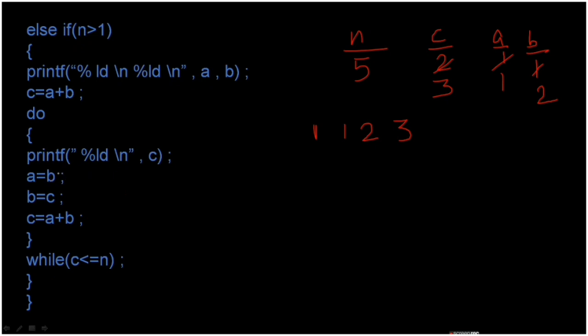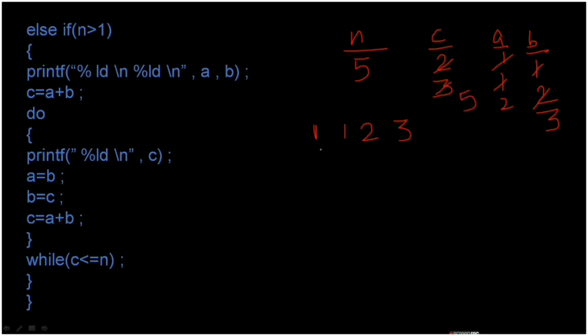Now again the B value is to be stored in A. So B is 2, so it is stored in A. Now C value is stored in B. So C is 3, so it is stored in B. And C is equal to A plus B. So A plus B is 3 plus 2, that is 5. It is stored in C.